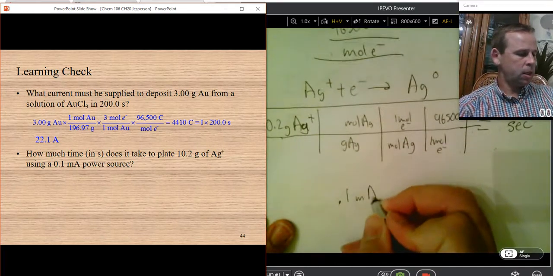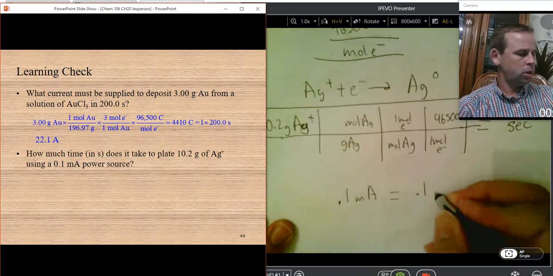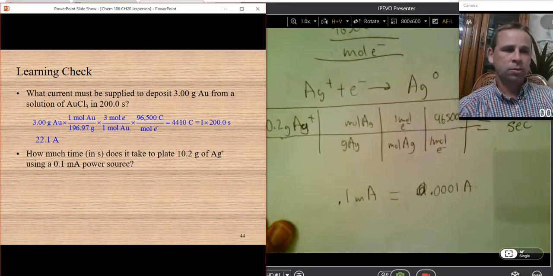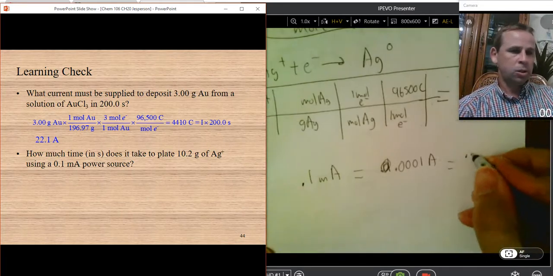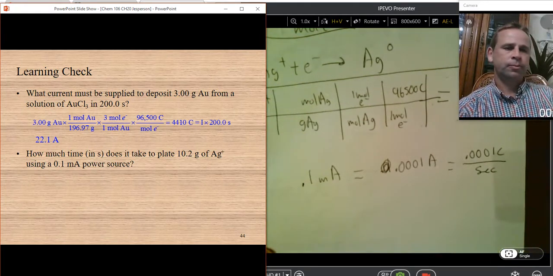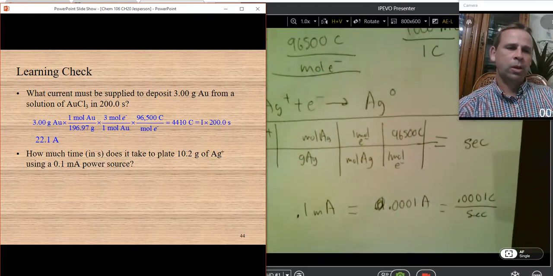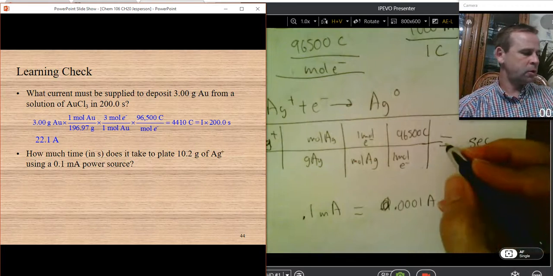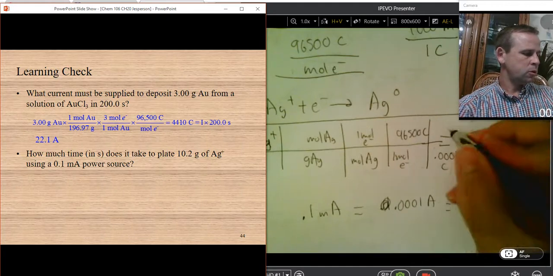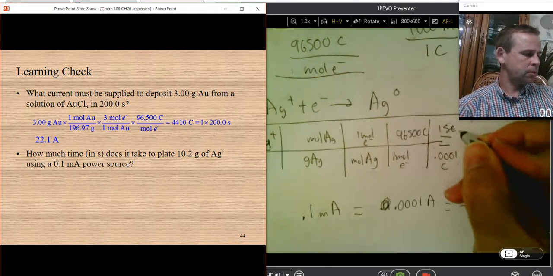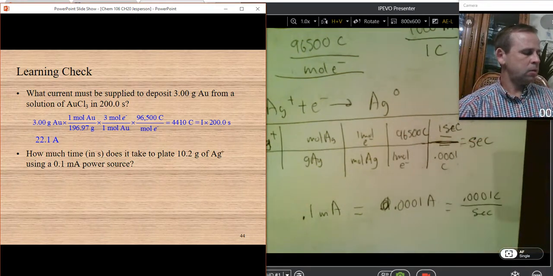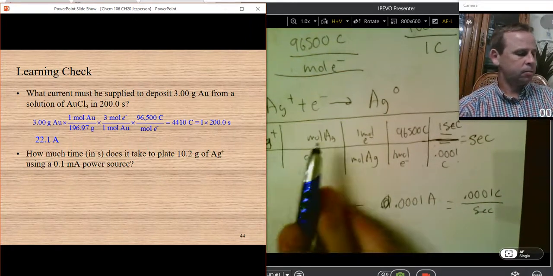0.1 milliamps, that's equal to 0.0001 amps, right? Which is the same as 0.0001 coulombs for every second. Okay? So if I have 96,500 coulombs, I want coulombs down here, 0.0001 coulombs for every 1 second. And that's going to tell me right here how many seconds I need to provide that many electrons.